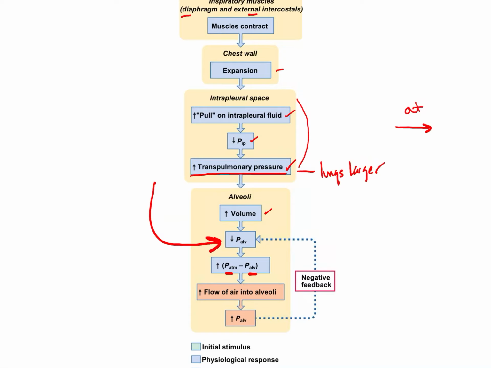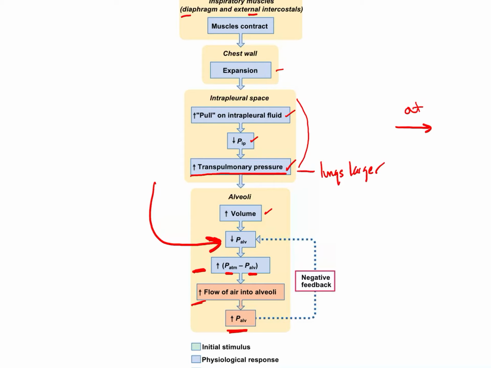And that's about it. The other thing is that you're going to increase the difference between the atmosphere and the alveoli. Because the alveolar pressure is dropping, the difference between the atmosphere and the alveoli is bigger. So you're going to have a larger difference in those pressures, and air will flow into the alveoli.